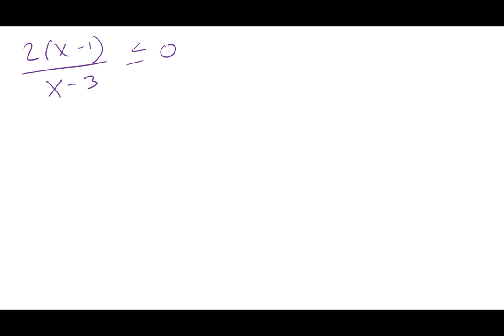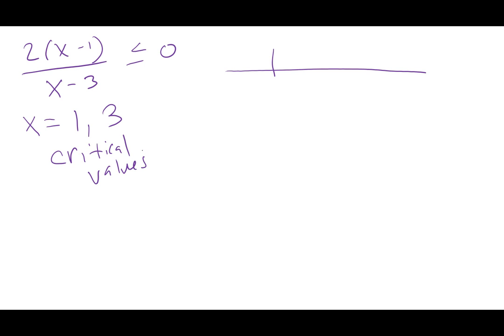So in order to do this, we're going to have to go ahead and locate the critical values. As a reminder, if you go back, the critical values are basically anything that make the numerator or denominator equal to 0. So if you look at the numerator, nothing comes from the 2. The x minus 1 yields a 1. The x minus 3 yields a 3. So my critical values in this case, and let me just make sure I call them as such, the critical values are 1 and 3.